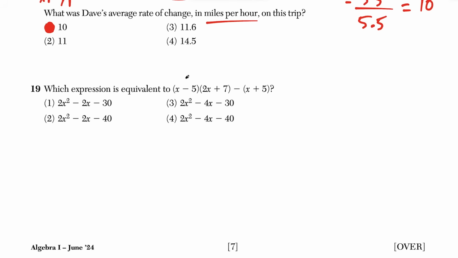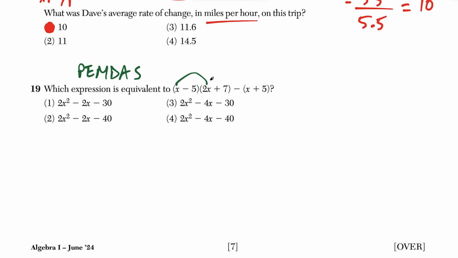Question 19, which expression is equivalent to, and we have this expression here. So we're going to use order of operations here. Remember, order of operations, we have PEMDAS. Some people like, please excuse my dear Aunt Sally to remember this. But that tells us to do parentheses, exponents, multiplication, division, then we do addition, subtraction. So the fact that we're multiplying these two binomials and then we have to subtract this one, we're going to multiply first before we subtract.